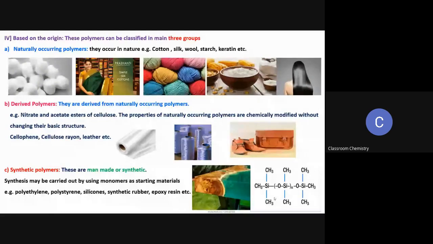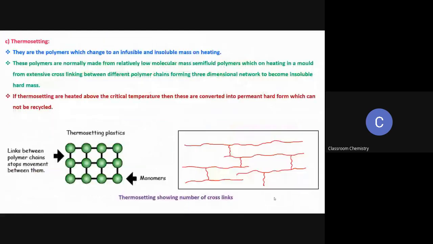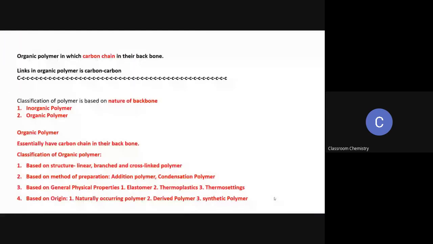Origin. Based on origin, the organic polymers are classified into naturally occurring polymers, derived polymers, and synthetic polymers. So these are four types of what? Organic polymer classification. Based on structure, we have seen linear, branched, and cross-linked polymers. Based on method of preparation, we see addition polymer and condensation polymer. Based on general physical properties, we have elastomer, thermoplastics, and thermosetting. And based on origin, we have naturally occurring polymers, derived polymers, and synthetic polymers. So the classification of organic polymers is completed here.